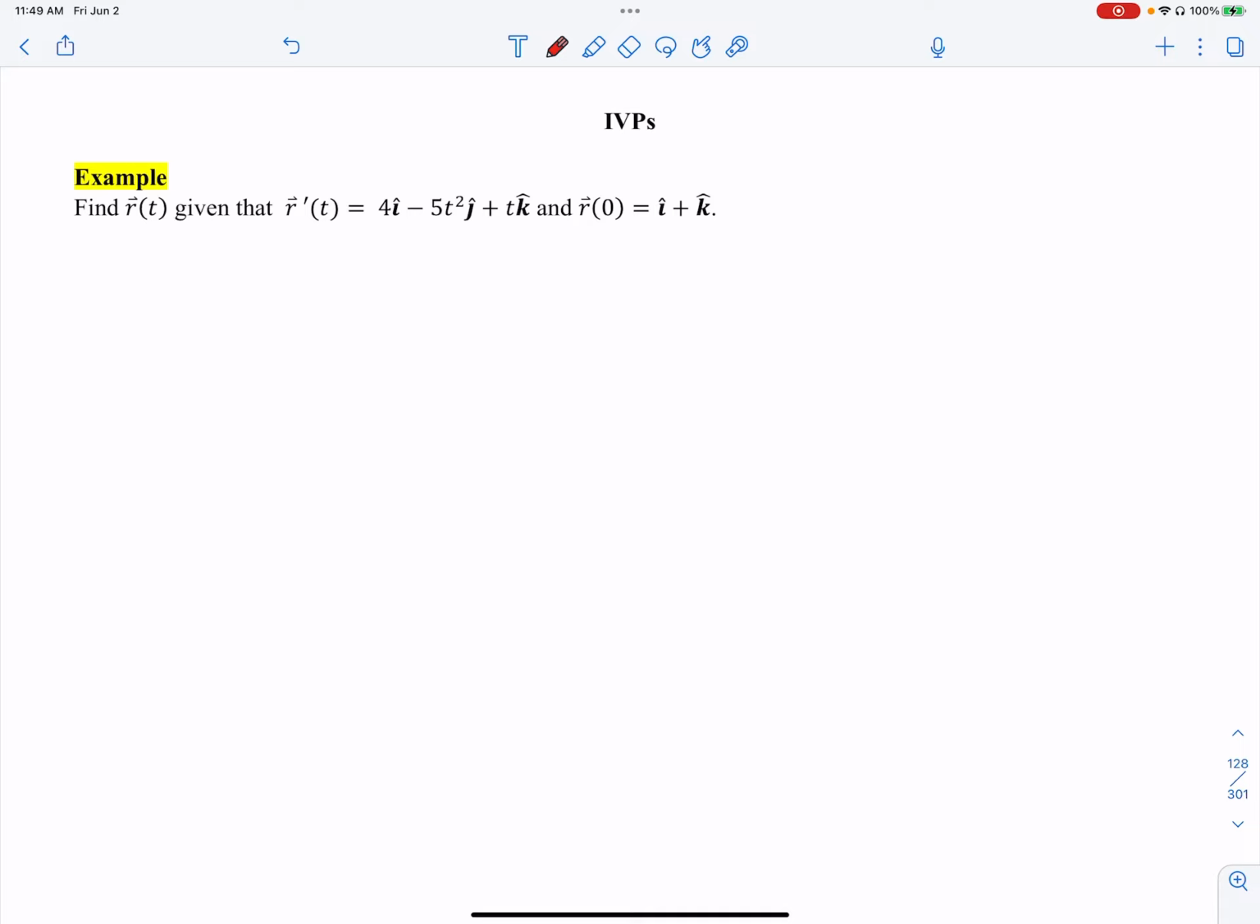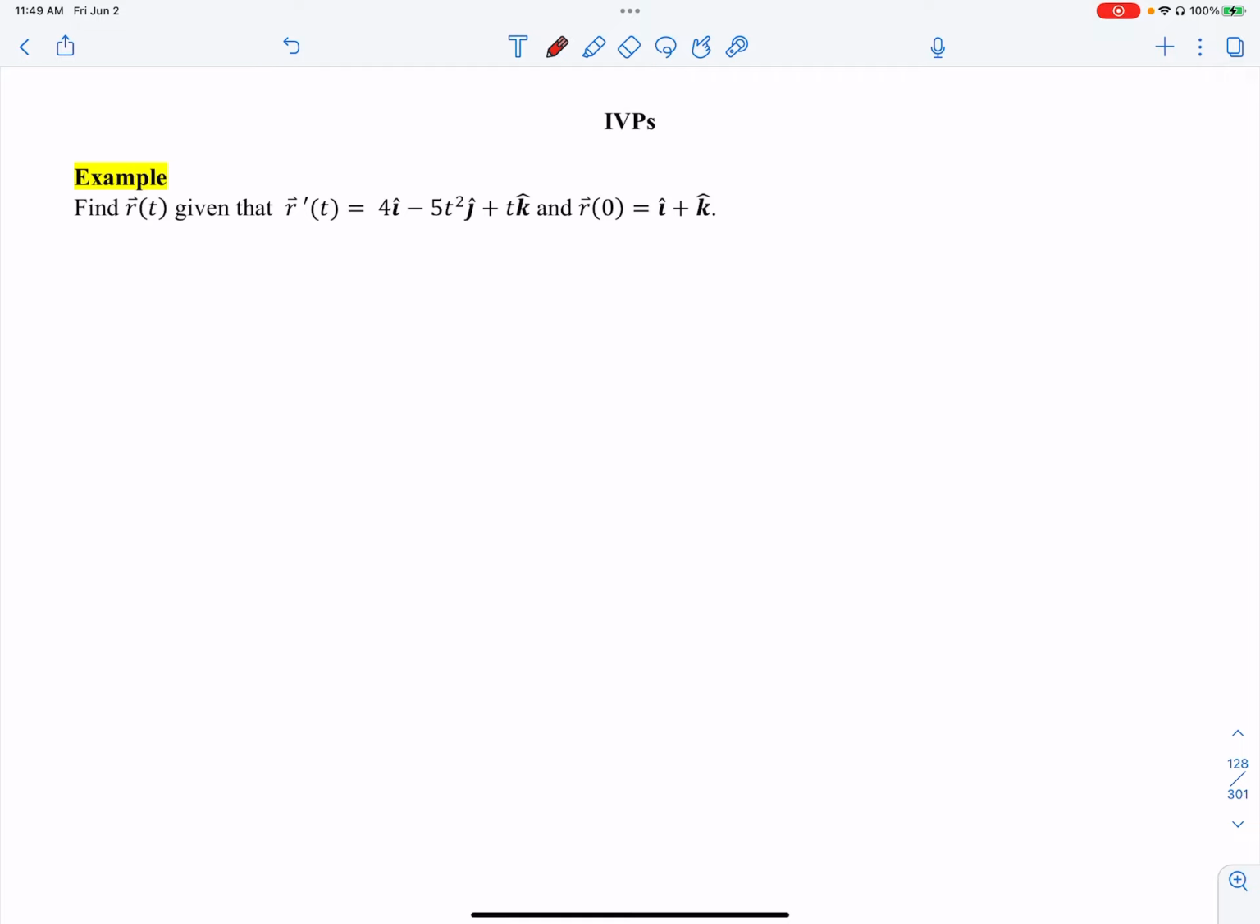In Diffy Q, we're given initial value problems and told to work backwards. You guys have done this with functions, but you haven't done it with vector valued functions. It works the same way. We're just going to have three components. So they gave me r prime, and they want us to find r. They also gave me an initial value. That's why it's called an initial value problem. So they said when I plug in 0, that's the vector I get. We're going to use that to find C.